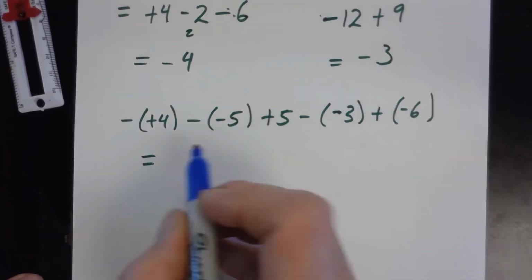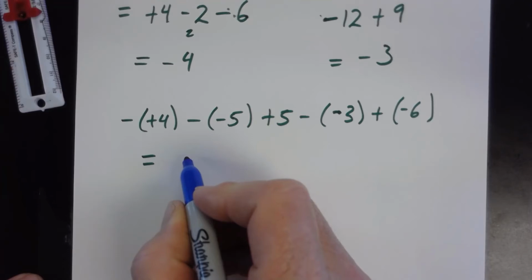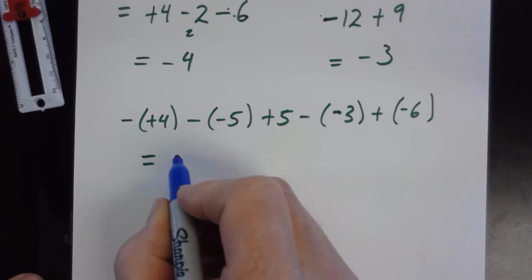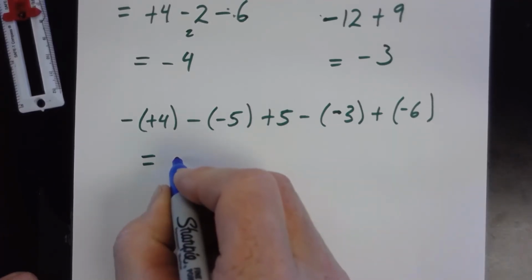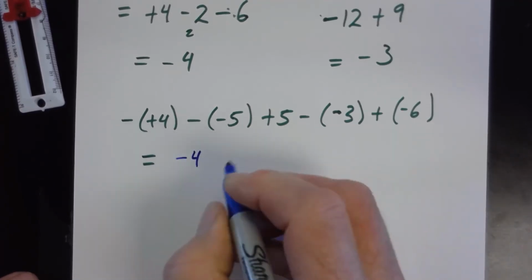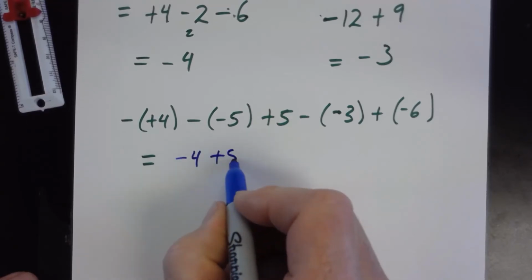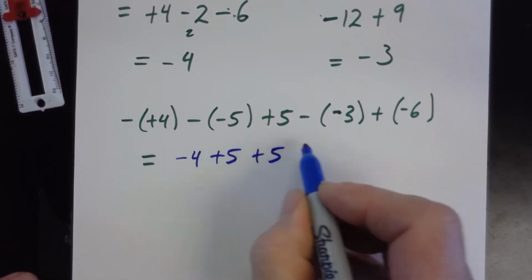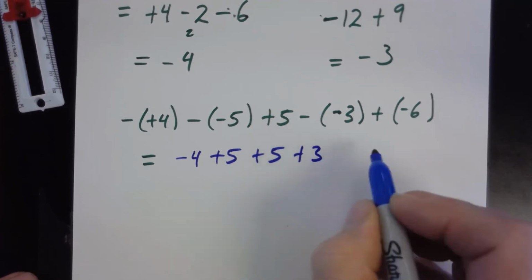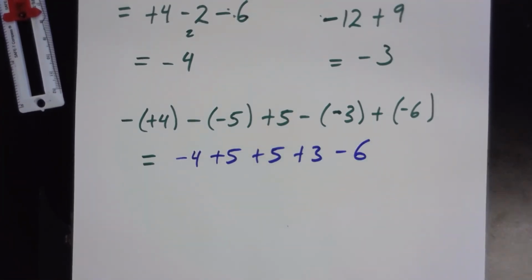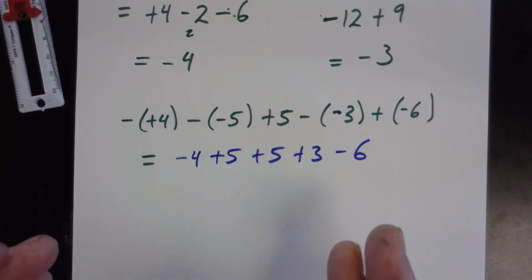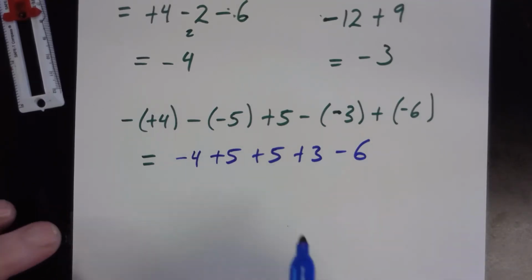All right, who wants to tell me what to write here? Got a volunteer? You look like you're hiding over there. Tell me what to write. Negative 4 plus 5 plus 5 plus 3 minus 6. Okay. Everyone okay with this? Was it difficult? No. Now when you look at it, is it a little simpler to deal with? Okay.